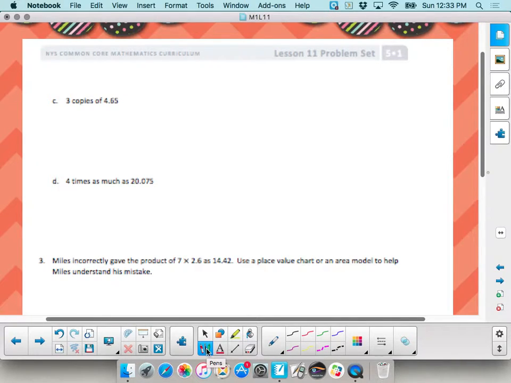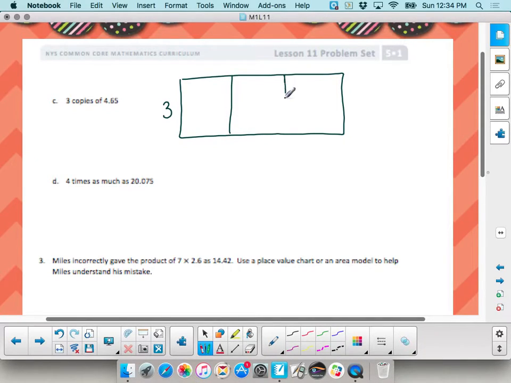Continuing with the area model, the problem is 3 copies of 4 and 65/100ths. So 3 groups of 4 and 65/100ths. So 4 ones, 6 tenths, and 5 hundredths.